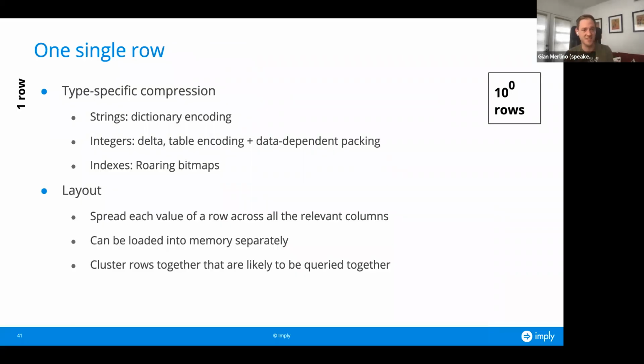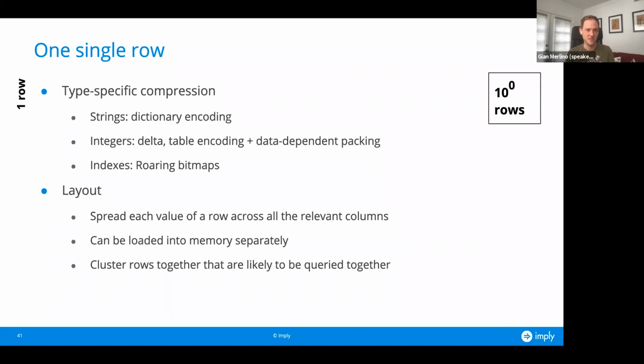I guess we can talk about one row though, because I made a slide about it. So one single row, the final zoom level, 10 to the 0 rows, one row. Each row has type specific compression, like I mentioned: for strings, dictionary encoding; for integers, delta encoding and bit packing; for indexes, Roaring bitmap, like I mentioned. The way that things are laid out is that each value of a row, each field, is spread out across all the relevant columns. So that's what we mean when we say a columnar architecture.